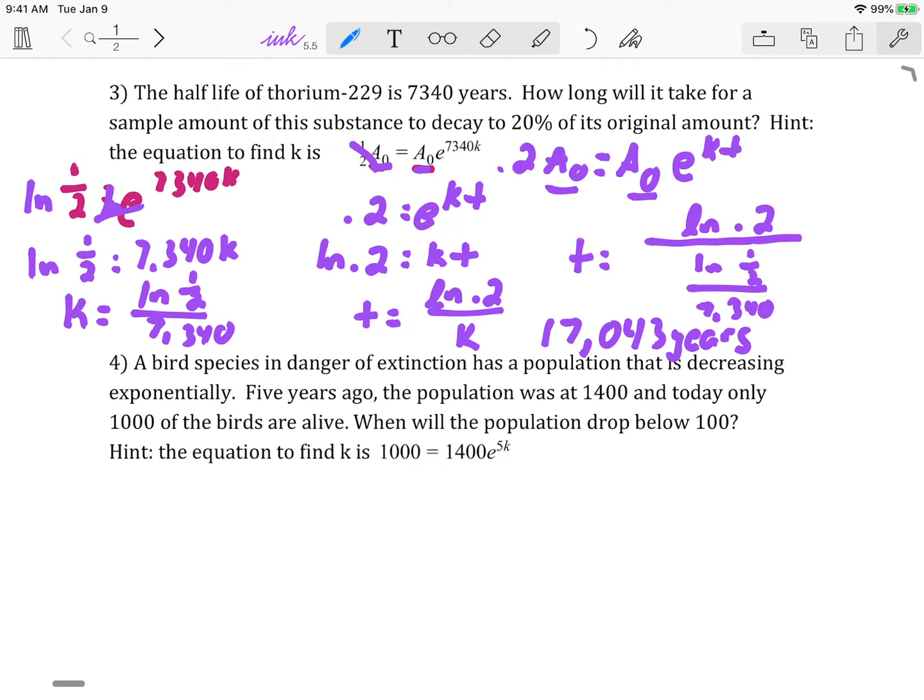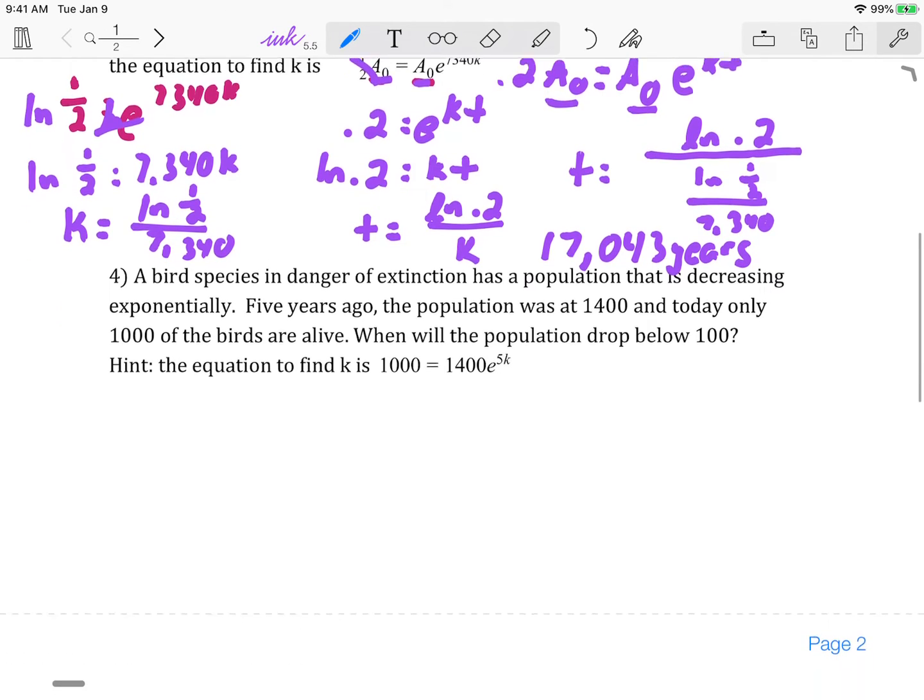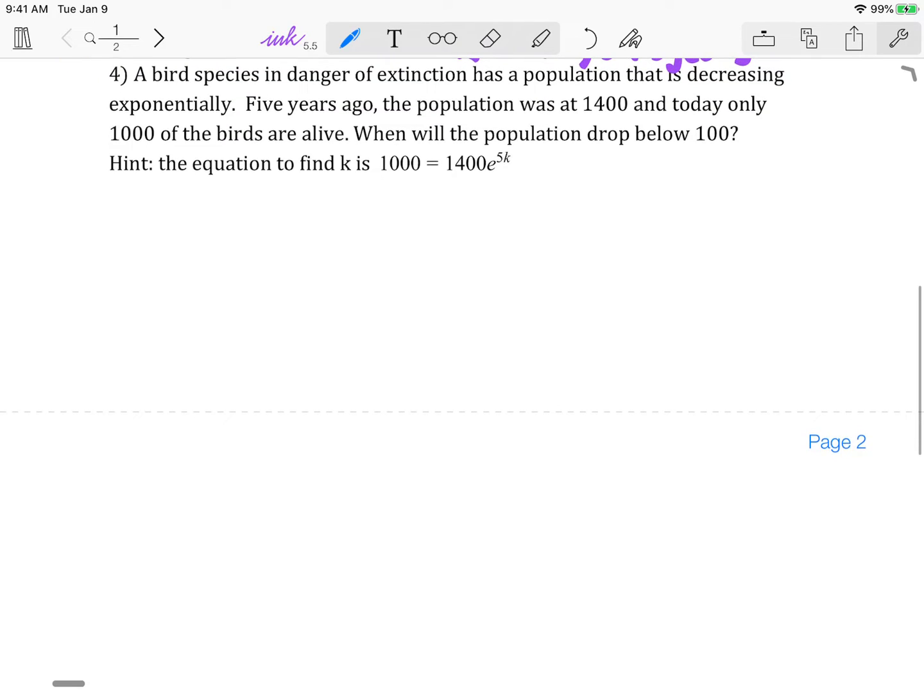So 17,043 years. So first I found K from my half-life, essentially like a constant-ish, and then I used it to find out when it would get to 20% of its original amount. So I'm going to use that idea again here. A bird species is in danger of extinction. So it has a population that's decreasing exponentially. 5 years ago, the population was at 1,400, and today only 1,000 of the birds are alive. When will the population drop below 100?